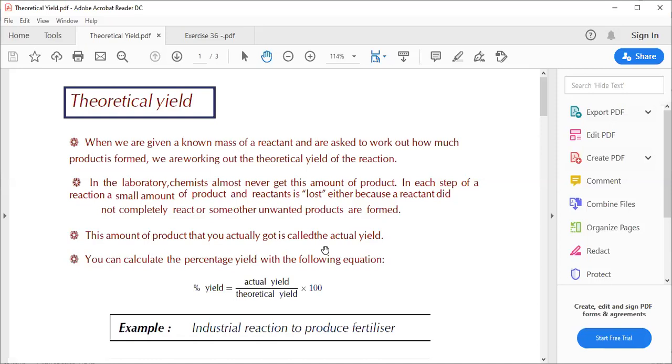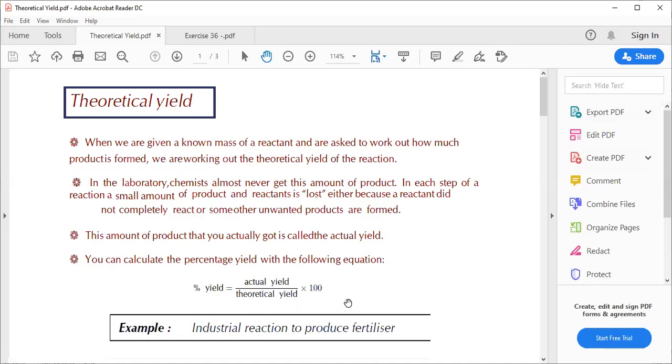Right. So in the laboratory, chemists also never get this amount of product. In each step of a reaction, a small amount of product and reactant is lost, either because the reactant did not completely react or some other unwanted products are formed. This amount of product you actually got is what we call the actual yield. You can calculate the percentage yield using the following equation. So you're going to say actual yield divided by theoretical yield multiplied by 100.